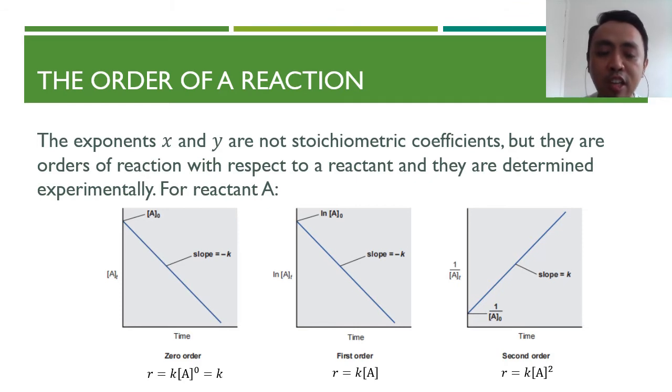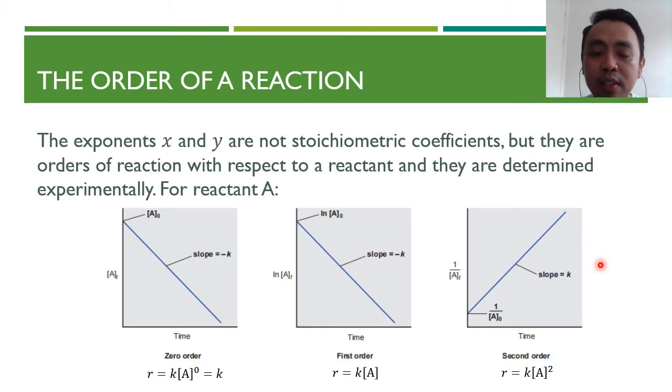For a zero-order reaction, it is characterized by the rate law equation R equals K. Notice here that the reactant A is raised to the power of 0, and as we've learned from math, any number raised to the exponent of 0 is equal to 1. So K times 1 is equal to K. For a first-order reaction, it is characterized by this rate law. R is equal to K times the concentration of A, while for a second-order reaction, it has the rate law R equals K times the concentration of A squared.